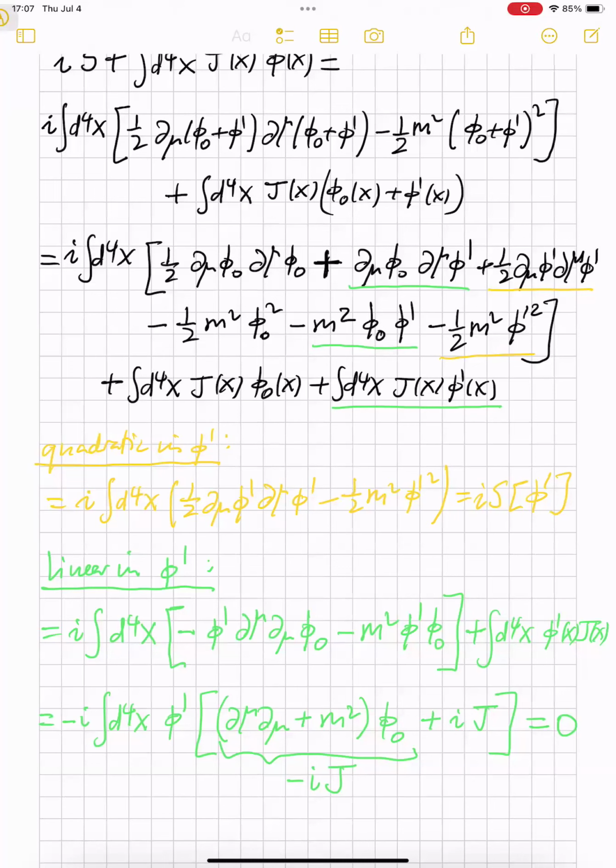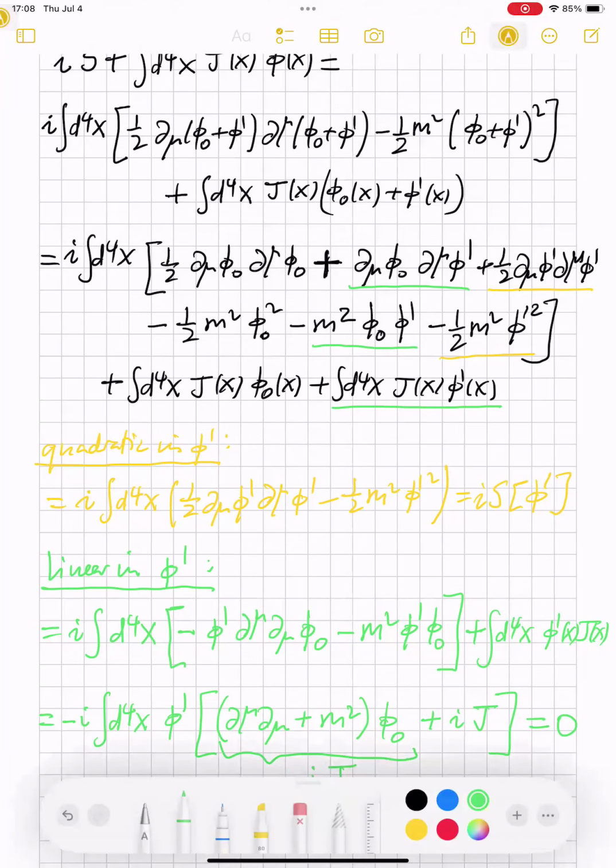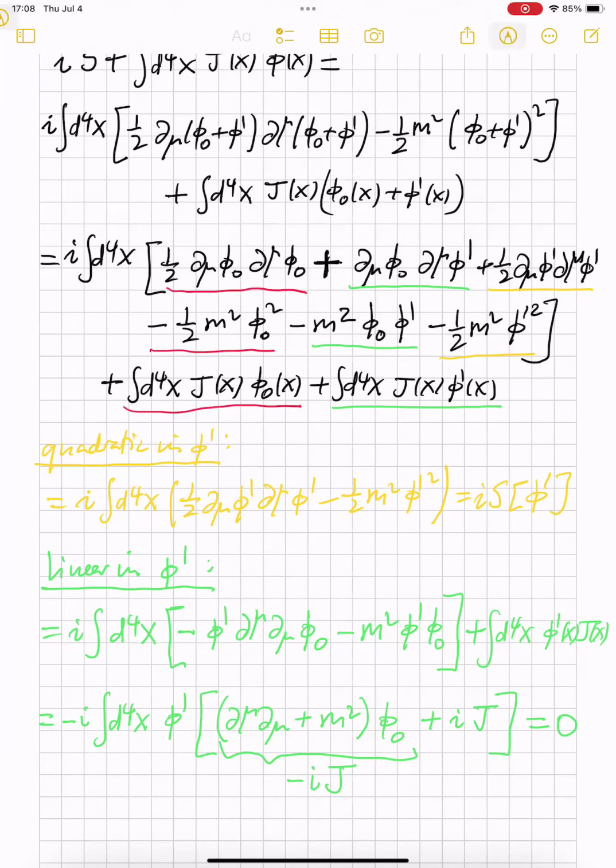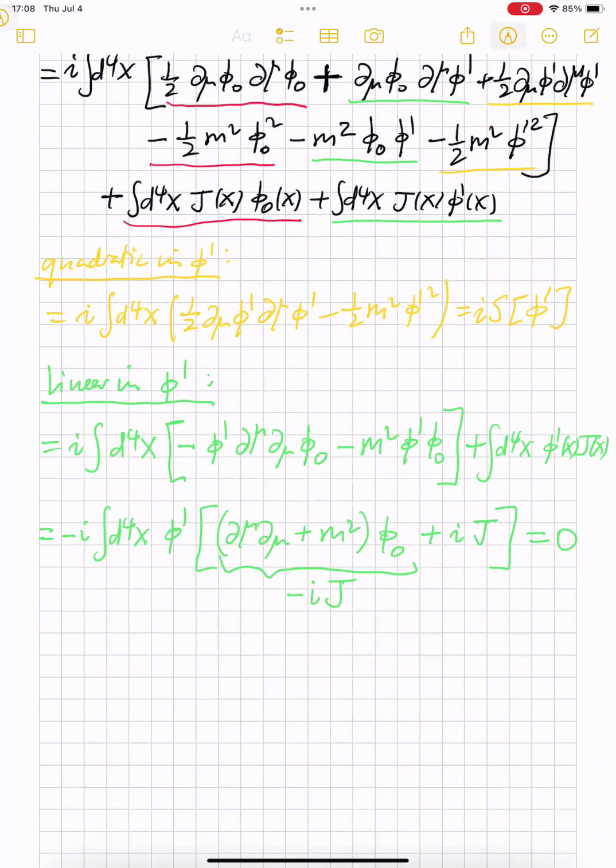Okay, so we've worked out the terms quadratic in phi prime. We've worked out the terms that were linear in phi prime. Now we just want to look at the terms that are independent of phi prime. So that's that term over there, that's this term over here, and it is this term over here. So you can see that when we finish these last three terms, we've actually done everything. Okay, so let's say here, independent of phi prime. Okay.